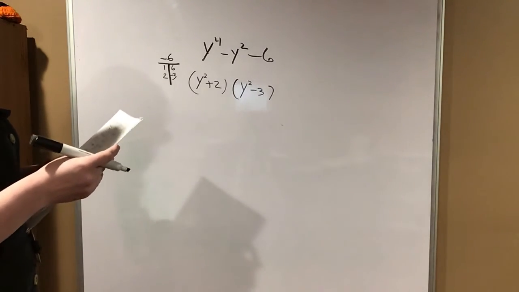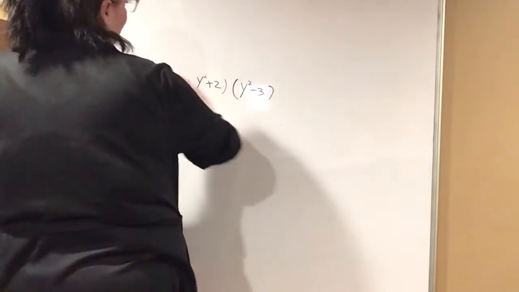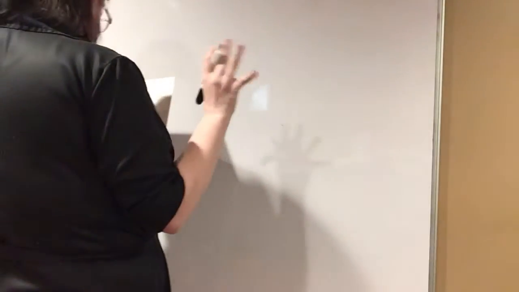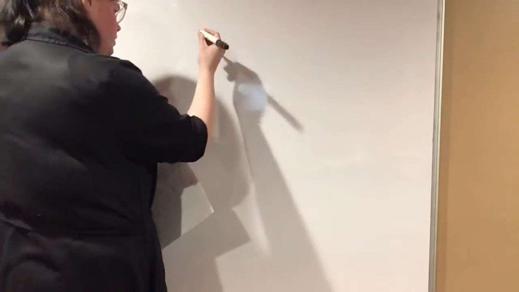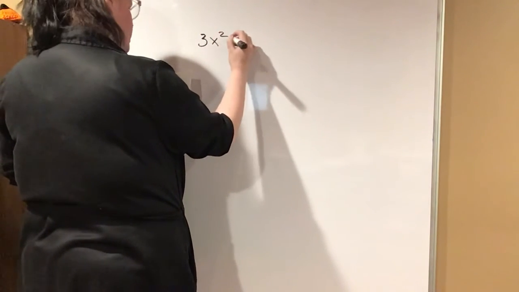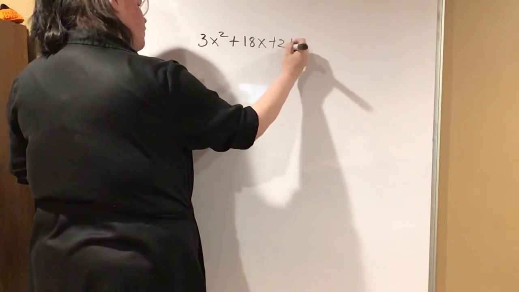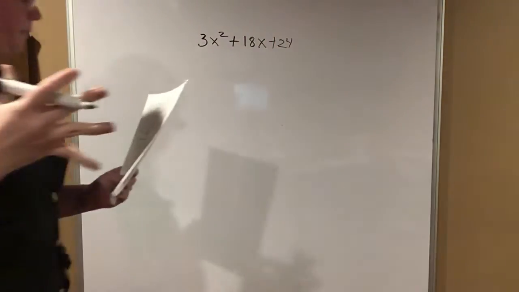Okay, so now let's move on to something a little bit more scary. Oh crap, it's a trinomial, but it's got something else in front of it. What do I do? And people panic. So, what if we're given this? 3x squared plus 18x plus 24. And we need to factor this.